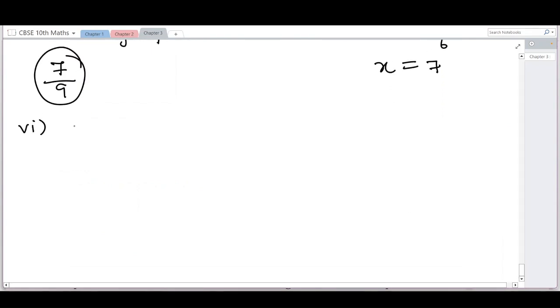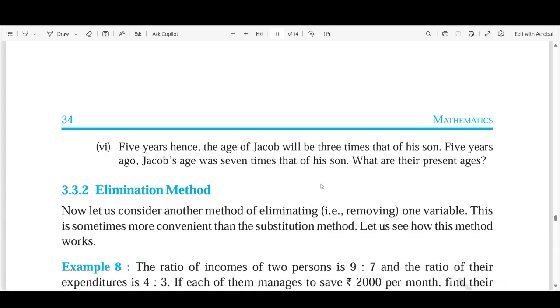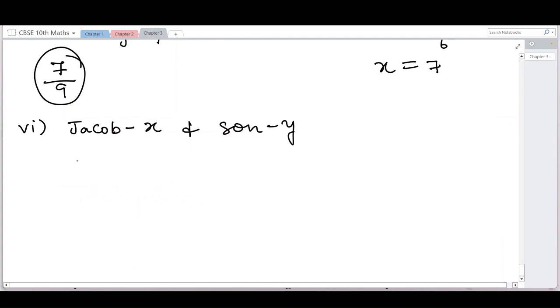So Jacob's age is x and for his son the age to be y. And what is the relation they have given? 5 years hence, the age of Jacob will be 3 times that of his son. So after 5 years, that is x plus 5 will be 3 times the age of his son after 5 years, which will be 5 plus y, right?